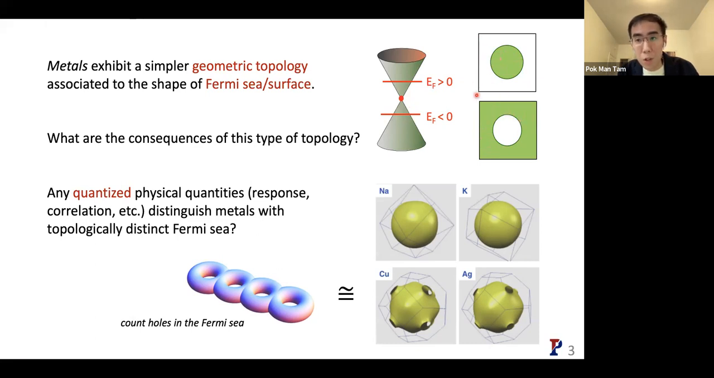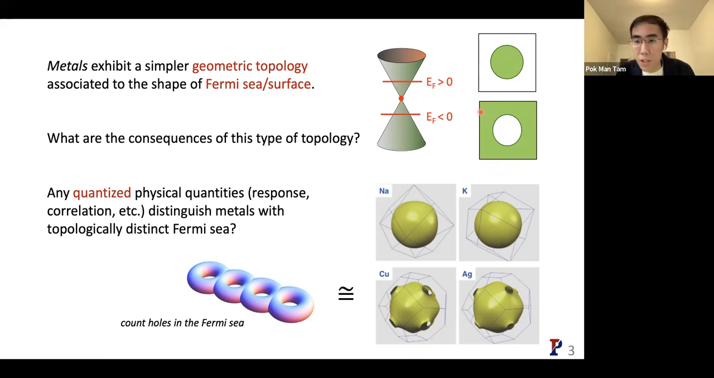So here I'm drawing this square as the Brillouin zone, and a green shaded region corresponds to the Fermi sea. These are the regions in momentum space which are occupied by electrons. These have two different topologies because in the electron pocket you can draw cycles or loops that are all trivial, they can be contracted to a point. In a hole-like Fermi pocket, you can draw cycles that are non-trivial.